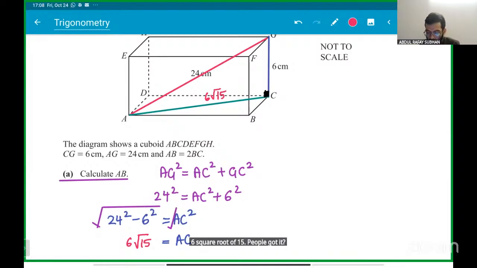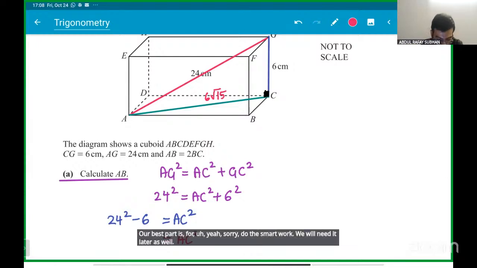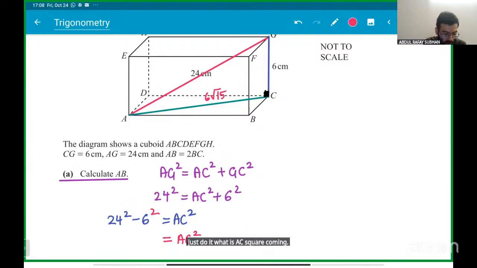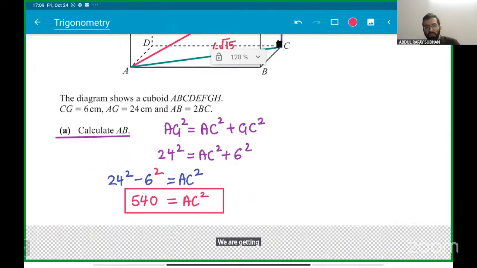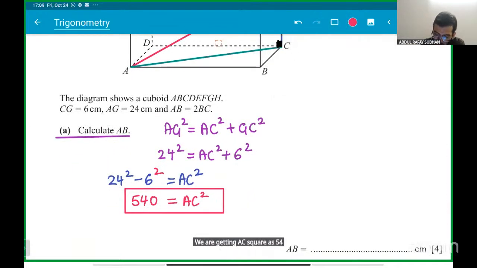People got it? Or the best part is, do the smart work. We will need it later as well. What is AC square coming? Don't do the square root on it, just keep it as it is. What is AC square coming? We are getting it as 540. Is everyone getting it? We are getting AC square as 540. Do the smart work. Okay, sir, we have got AC square as 540. You can leave it as it is.